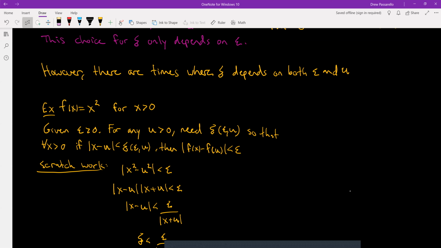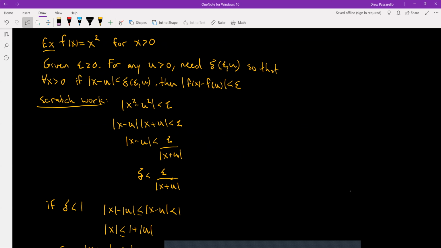So the scratch work would be, we need delta so that when we apply it, we get the absolute value of x squared minus u squared to be less than epsilon. And that's equivalent to the absolute value of x minus u times the absolute value of x plus u being less than epsilon. So in order to achieve this, we need the absolute value of x minus u to be less than epsilon divided by the absolute value of x plus u. So we need delta to be less than epsilon divided by the absolute value of x plus u.